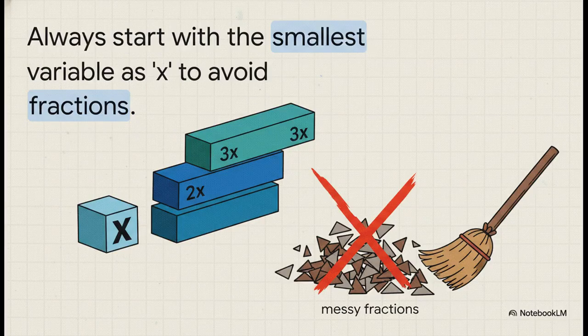Starting with that first type, partial data and ratio. Here, you're usually handed totals for a few categories and just ratios for the rest. Now, here is a massive tactical nugget that's going to save you so much time and headache. Always start by assigning the smallest variable as x. It sounds so simple, but this one move keeps your calculations incredibly clean and integer-friendly. It basically stops those messy, time-sucking fractions dead in their tracks.